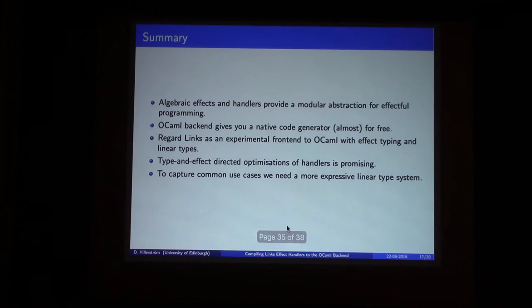So to sum up, I think that algebraic effects and handlers provide a nice abstraction for effectful programming, and by using the OCaml backend I get this native code generator mostly for free, and I can regard Links now as an experimental front end to the OCaml language. So I'll be able to do stuff like have this effect type system and linear type system, so we'll be able to do experiments that are maybe not currently possible in OCaml.